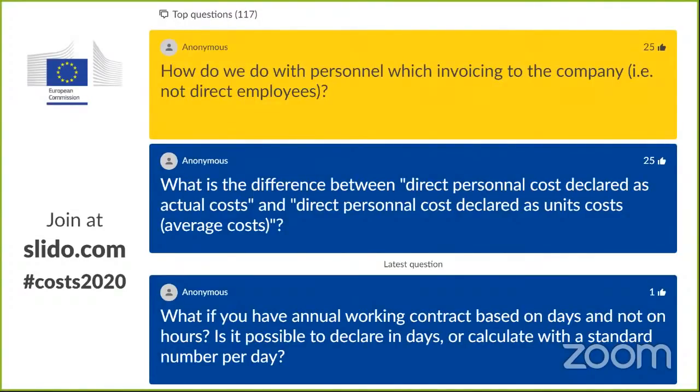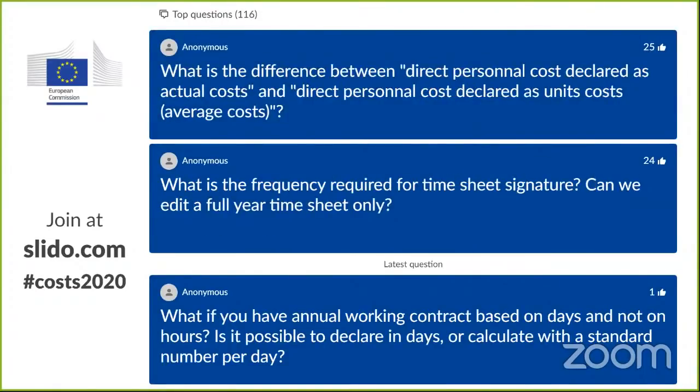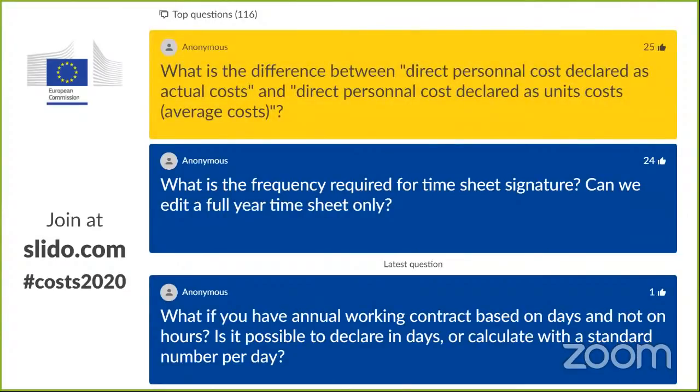Okay, we go to the next question. What is the difference between direct personnel costs declared as actual costs and direct personnel costs declared as unit costs or average costs? David, please. I don't know if Sorin wants to take this one, because it's also something that he may have confronted. Good. I can take this one, yes.